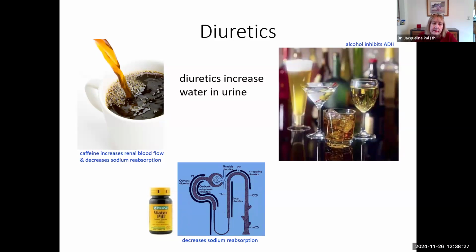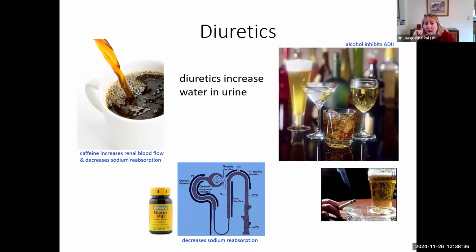And lastly, because we can, let's talk about cigarette smoking and what happens there. Well, as you know, cigarette smoking decreases the renal blood flow. A decrease in renal blood flow means a decrease in filtration, which means a decrease in urine output, which is not a good thing.